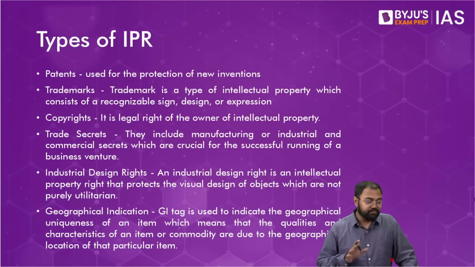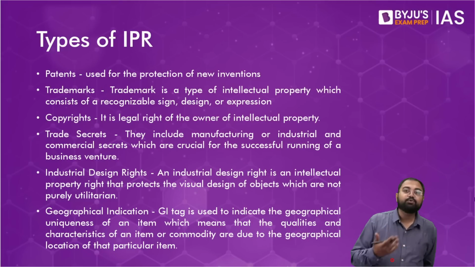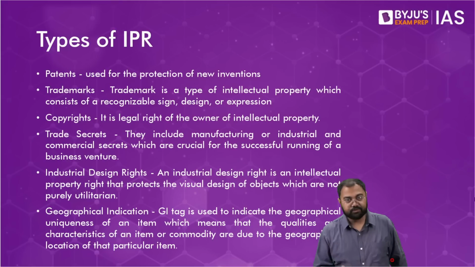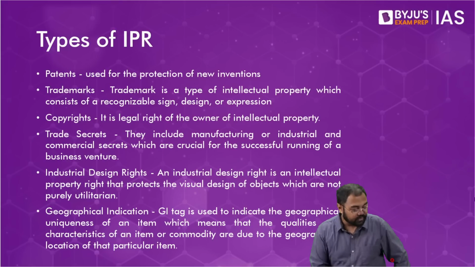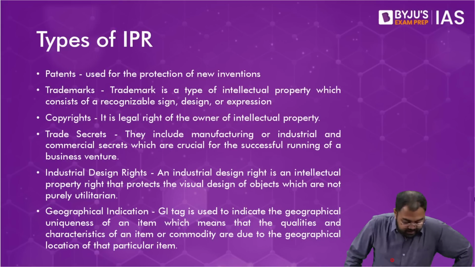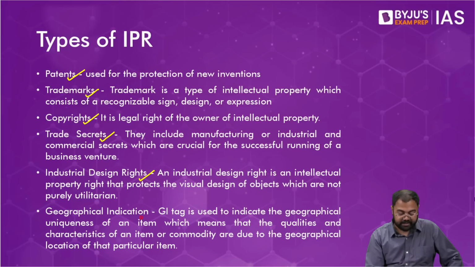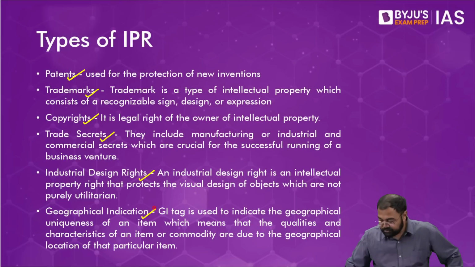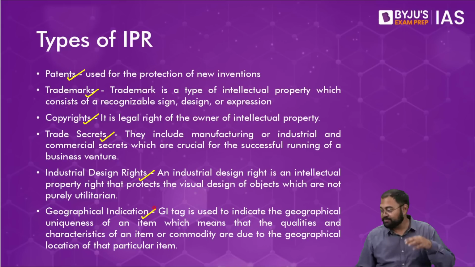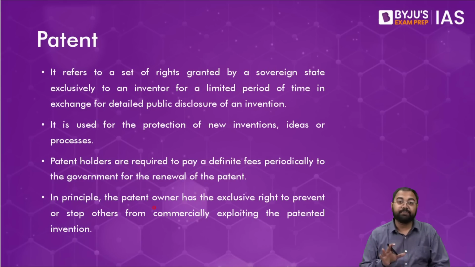Now, when we are saying that there is a need for protection, how do we protect? There are different types of intellectual property rights that we have. These are the six major types of IPRs. We have patents, trademarks, copyrights, trade secrets, industrial design rights, and geographical indication. These are the six types of intellectual property rights, and we'll try to understand each one of them one by one. So first one to start with, we have a patent.